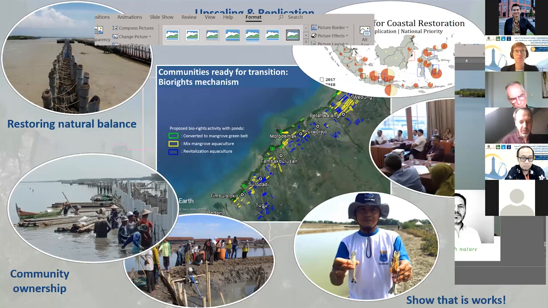Another very important aspect is community ownership. Initially we started constructing these permeable structures ourselves and revitalizing these aquaculture ponds ourselves. But over time, we have conveyed the ownership and maintenance of these structures to the community. So they are better positioned to take care of the measures themselves rather than relying on external contractors and international organizations. They are better positioned in understanding how to apply this measure.